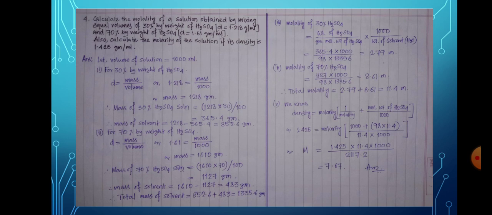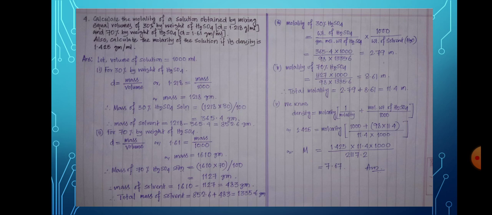Now here is the question. Calculate the molality of a solution obtained by mixing equal volumes of 30% by weight of sulfuric acid whose density equals 1.218 gram per ml and 70% by weight of sulfuric acid whose density equals 1.61 gram per ml. Also calculate the molarity of the solution if its density is 1.425 gram per ml.